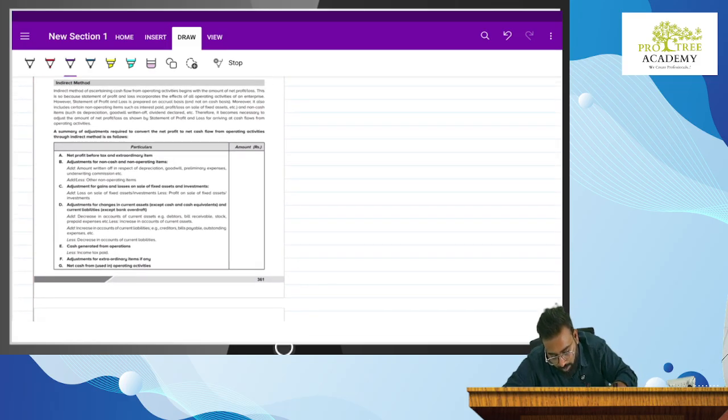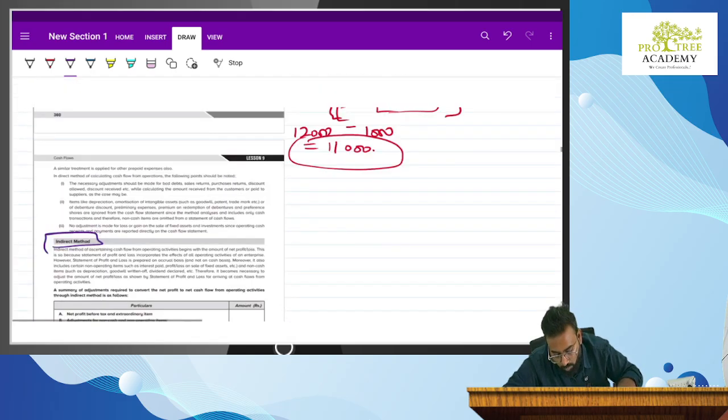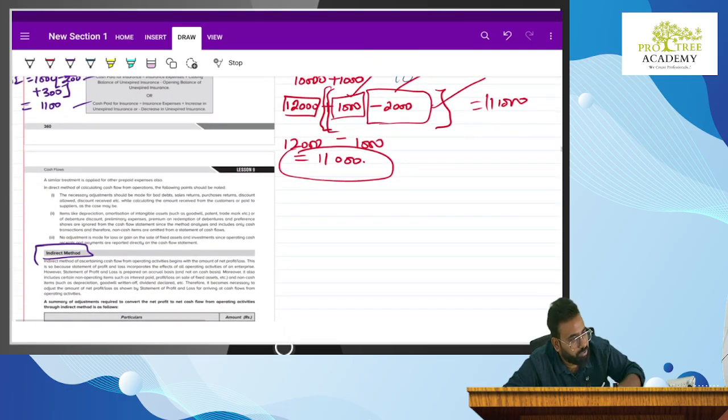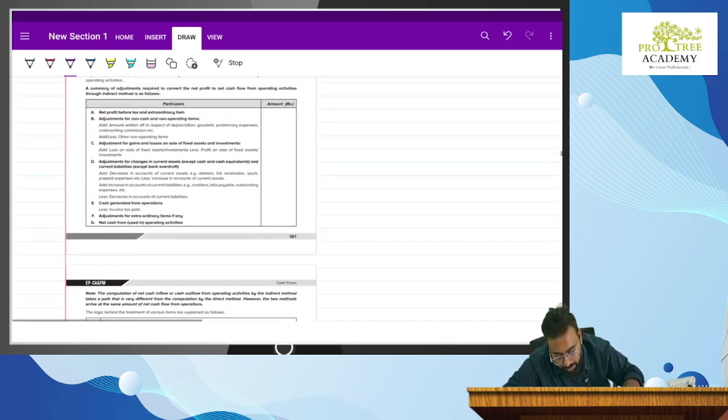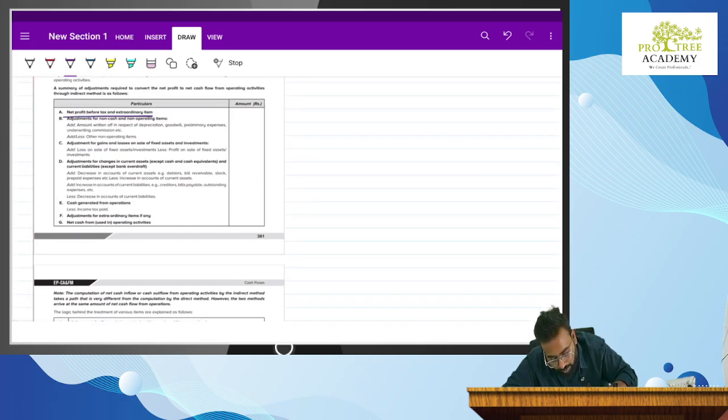Yes, sir. So this is indirect method, sir. One is direct method, sir. Under direct methods we have seen the adjustment. Under indirect method, sir, I have told you it will start from net profit. So you will reduce, add, do all the adjustments based upon non-cash.